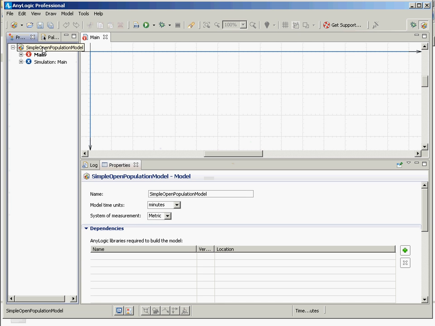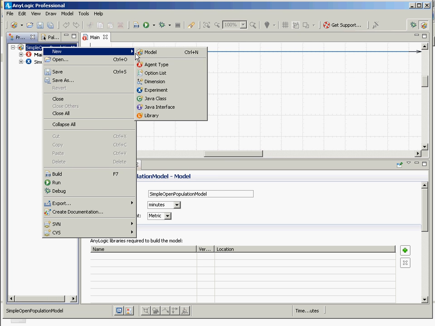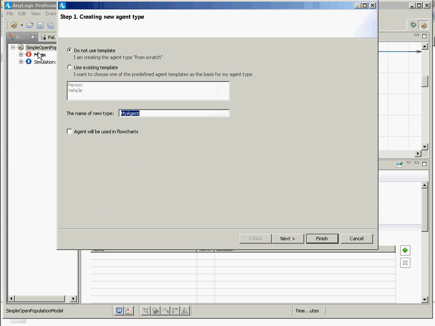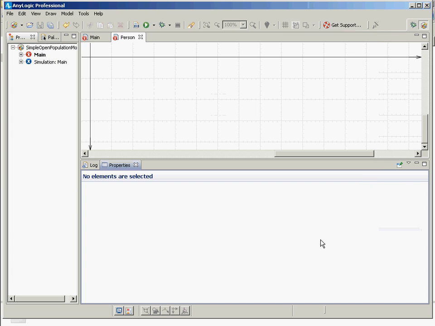Let's go add a person class. What do I do to, sorry? Okay, yep, new agent type. We right click on this whole thing and we do person. Okay, so there's a person. Great. We would like to add two aspects of heterogeneity to this person. We'd like to add sex and ethnicity, okay?